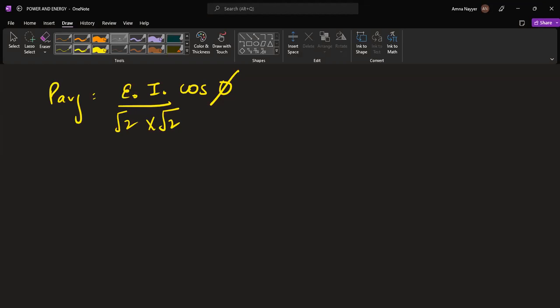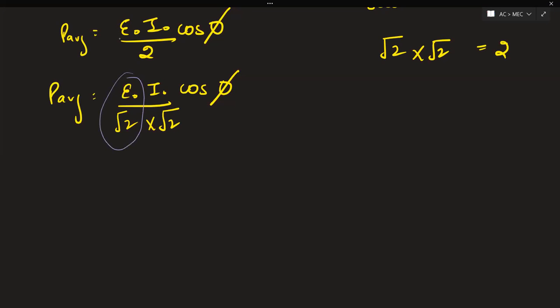Now, can anyone tell me what is E naught by root 2? Peak value divided by root 2. What is this? Yes, class, E naught by root 2. Akifa, what is this term that we are obtaining? E naught by root 2.